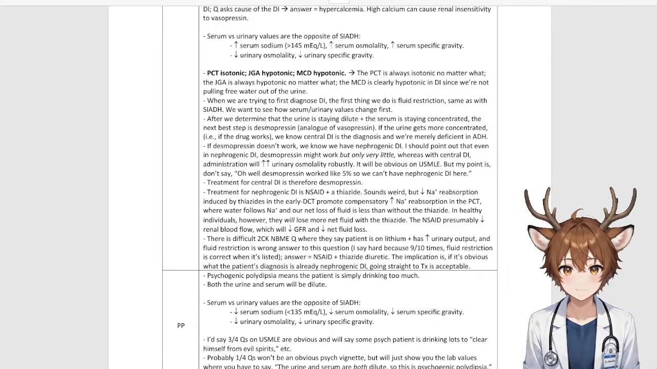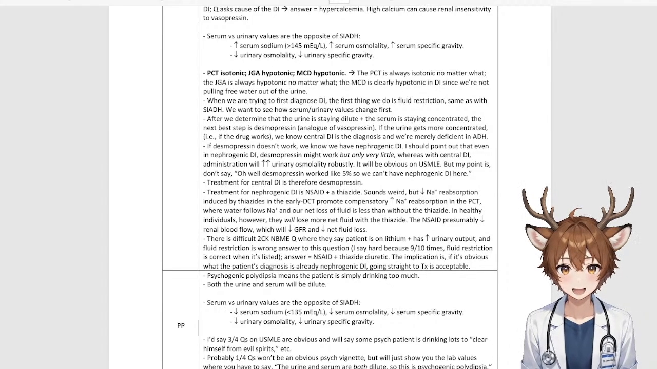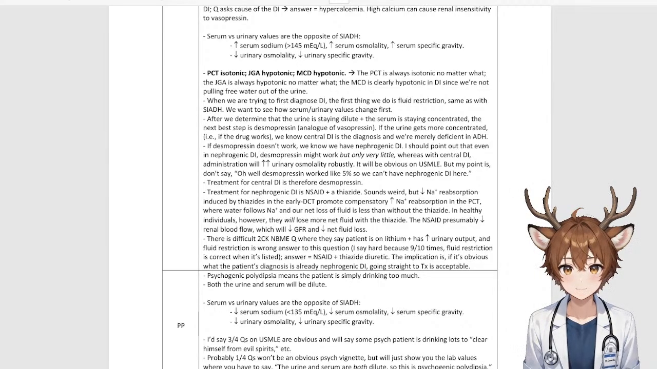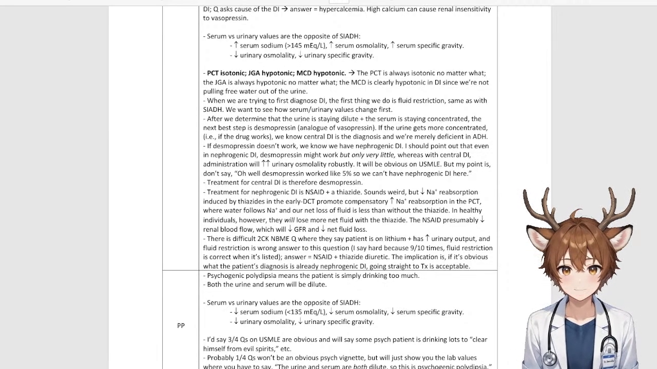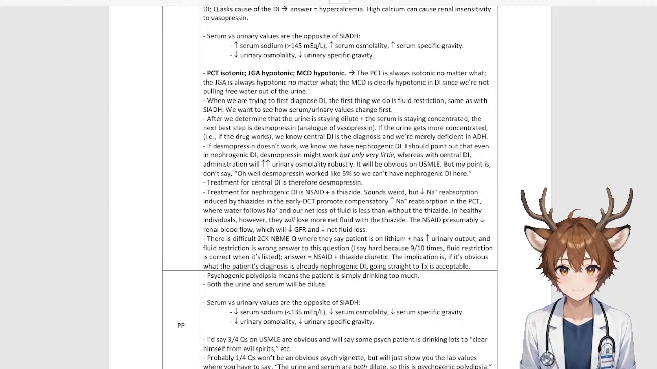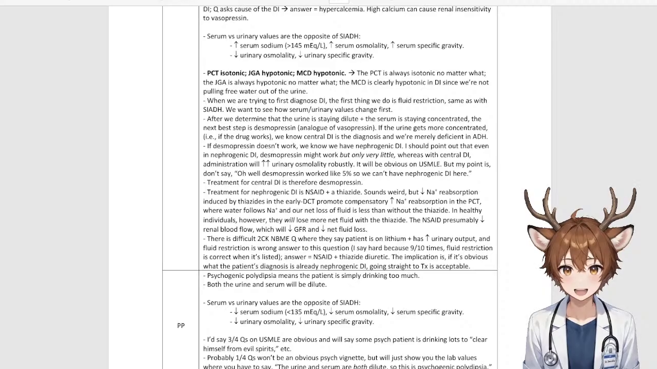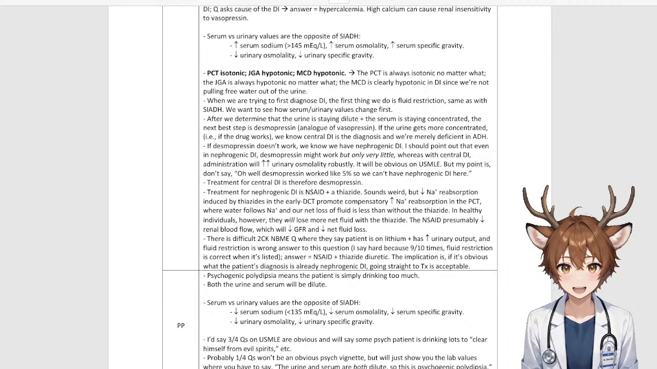PCT isotonic, JGA hypotonic, MCD hypotonic. The PCT is always isotonic no matter what. The JGA is always hypotonic no matter what. The MCD, that's the medullary collecting duct, is clearly hypotonic in DI since we're not pulling free water out of the urine. So in this case, it's hypotonic.